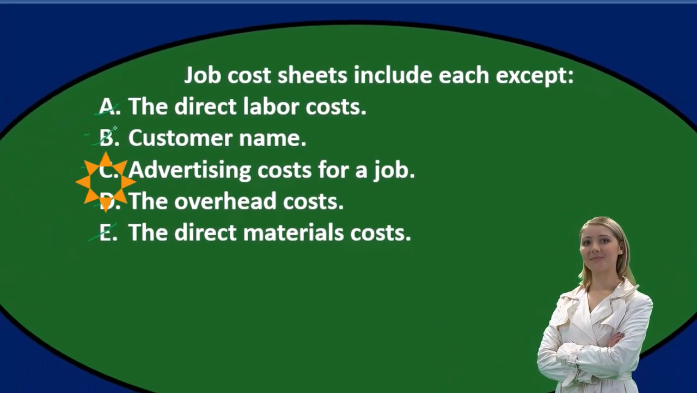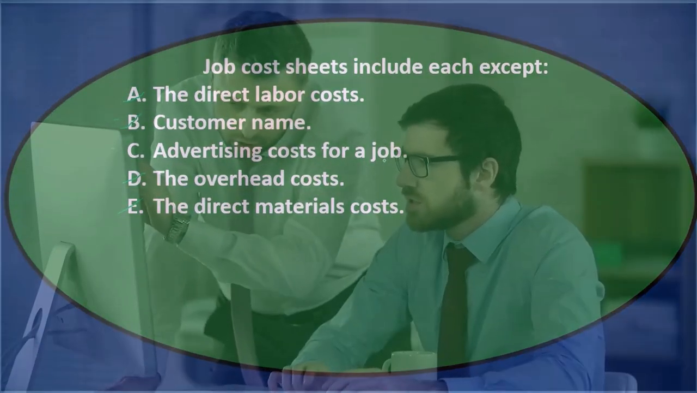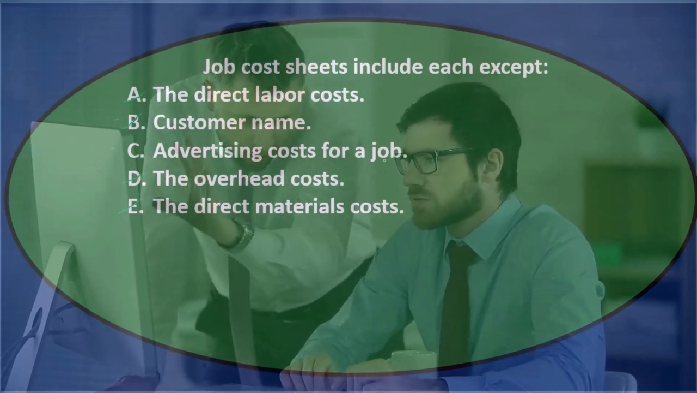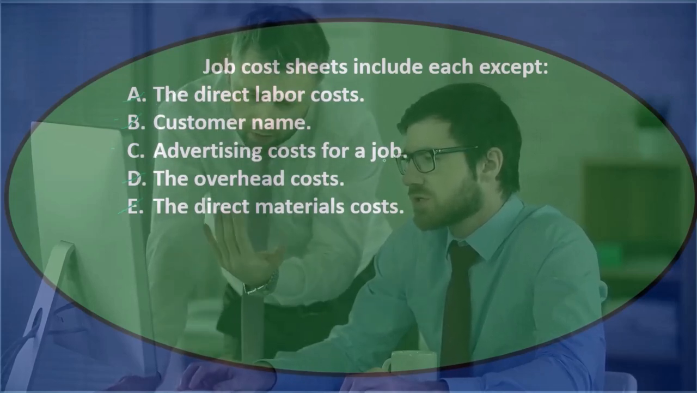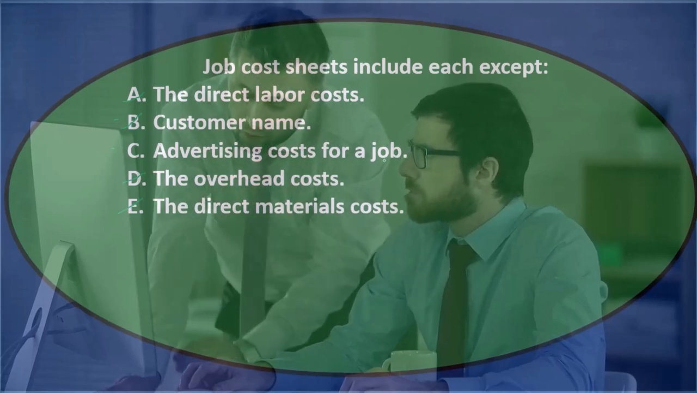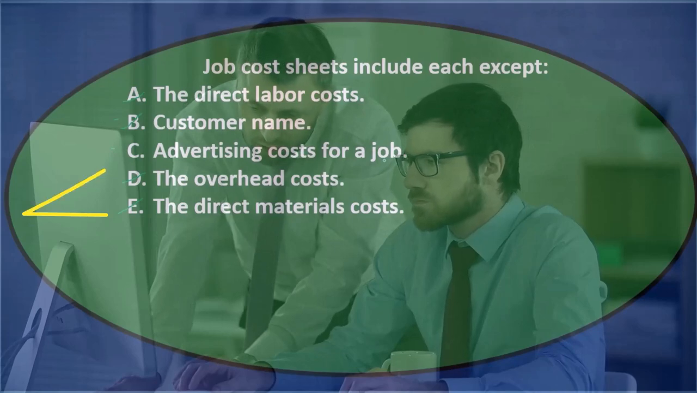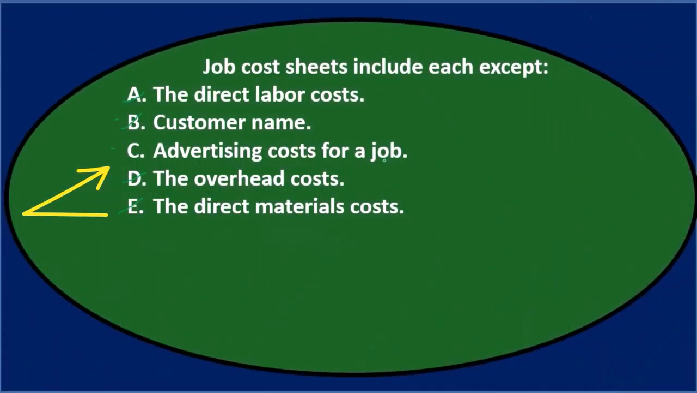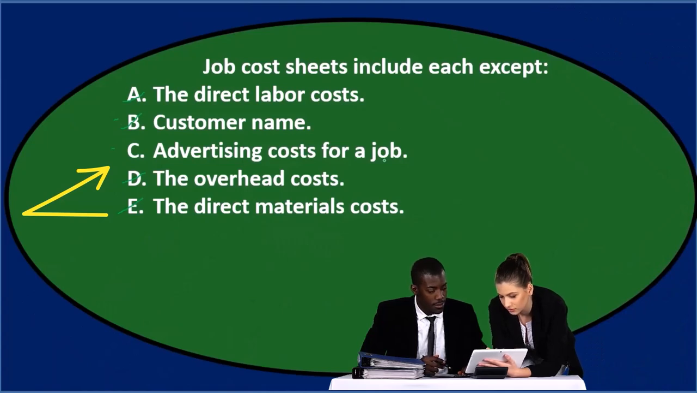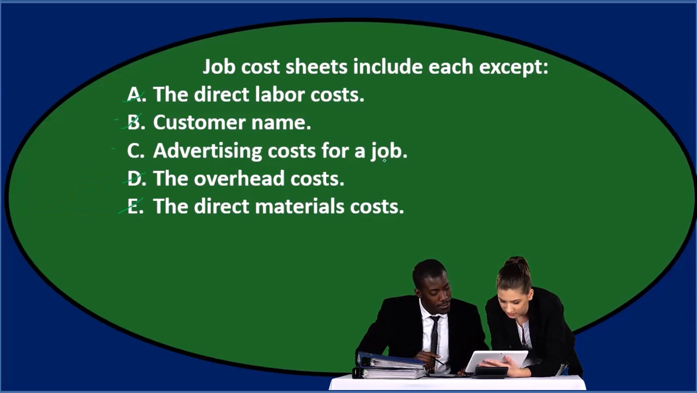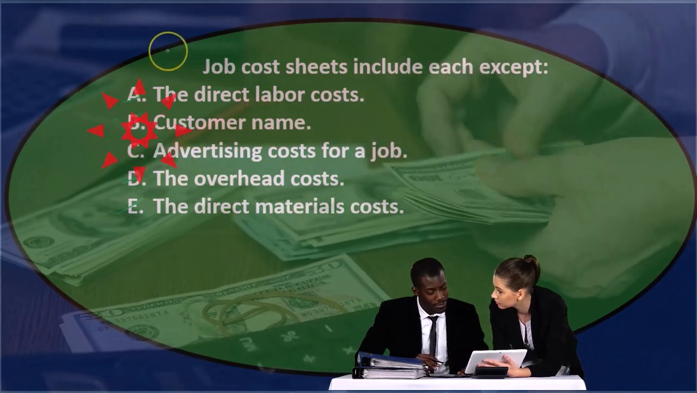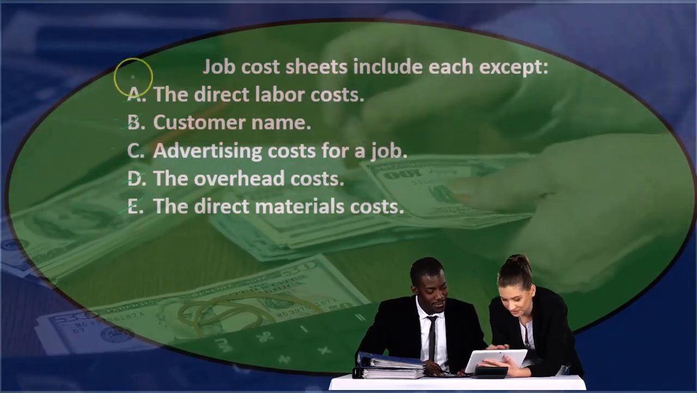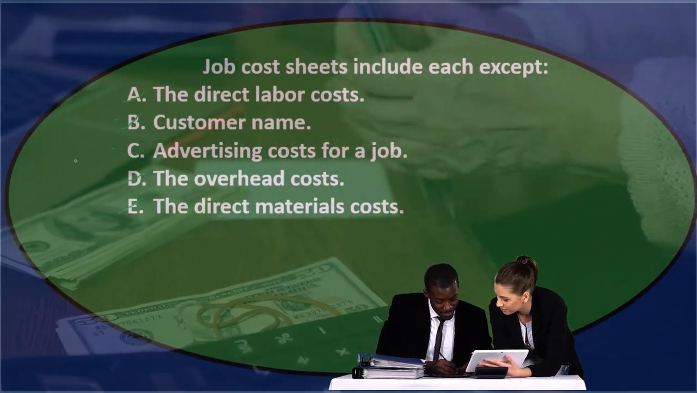And then C, advertising costs for the job, is kind of tricky, because they're applying it to the job and not just saying it's general advertisement. But the advertising, whether it be applied to a particular job or not, is not part of production, meaning the job cost sheets are tracking inventory, the cost of inventory, and advertising is a general and administrative cost. It's not part of inventory, so we're not going to include advertising typically in the cost of the inventory, because it's not something that converts the raw material to finished goods. It helps us to convert a sale once the inventory has been produced. So the final answer is C. Let's go through the final answer. Job cost sheets include each except C, advertising costs for a job.